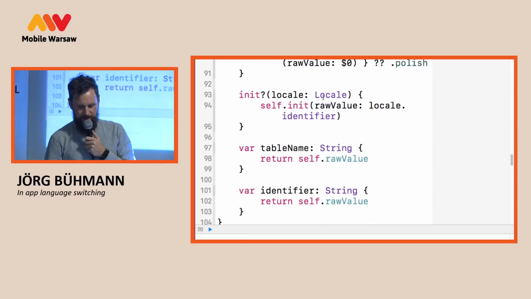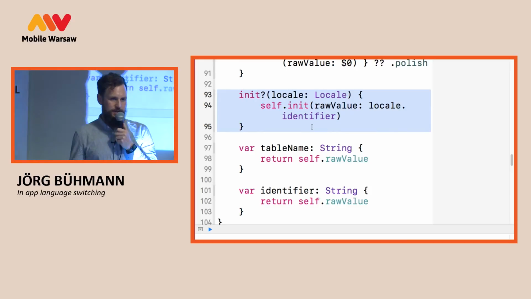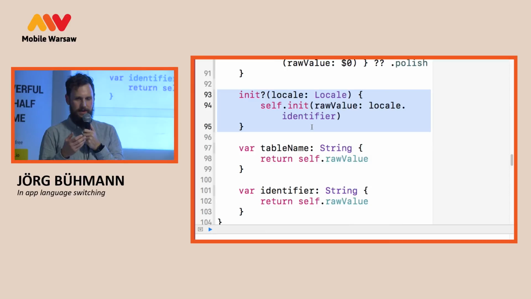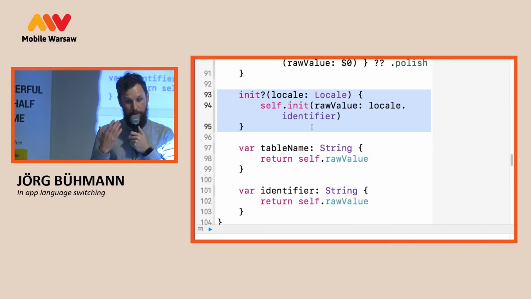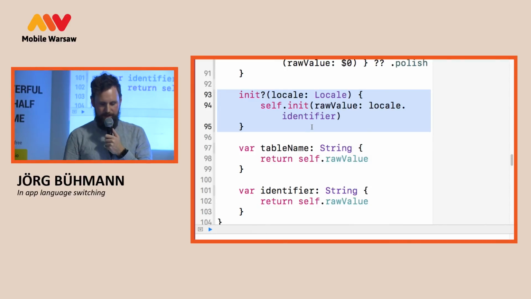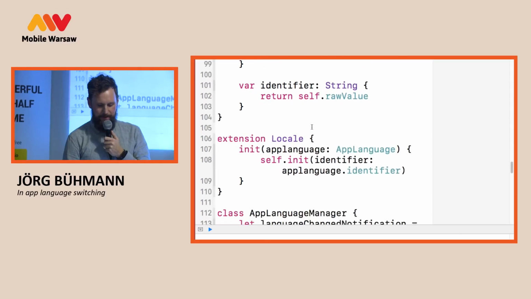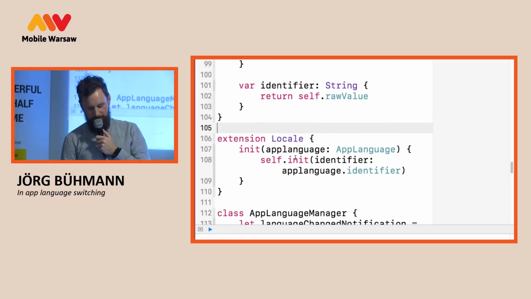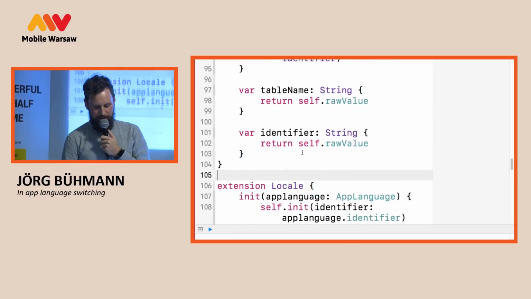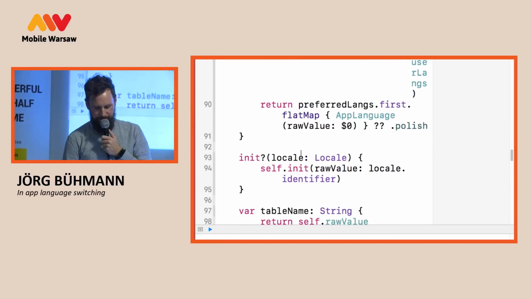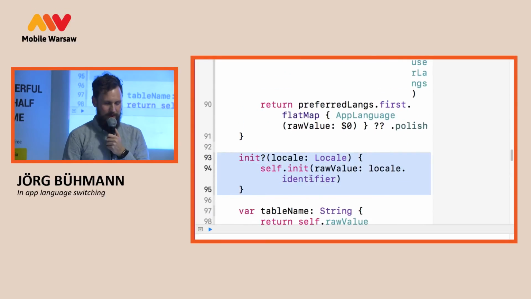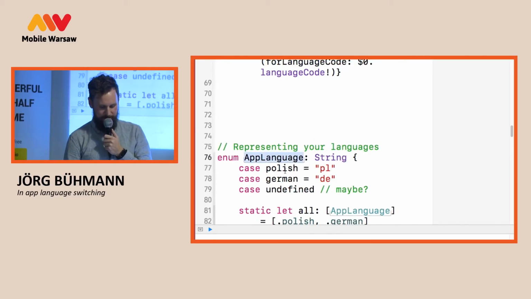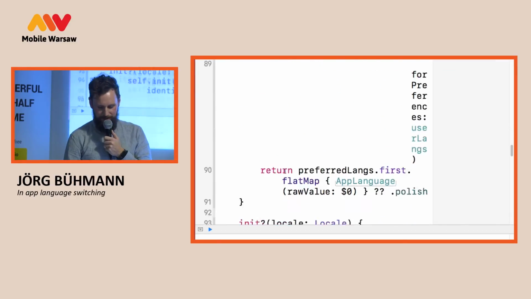And then we need some kind of conversion between our own data types that we use to represent the languages that we want to have and locale, which is the system API, and maybe also the other way around. So from an app language, create a locale, or create an app language from a locale. So this is app language, an enum of two things. I hope you're all fluent in Swift, so.